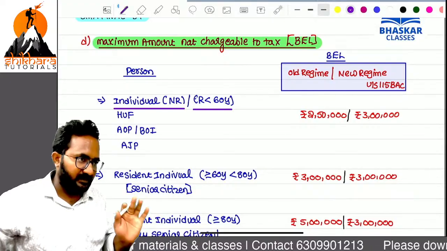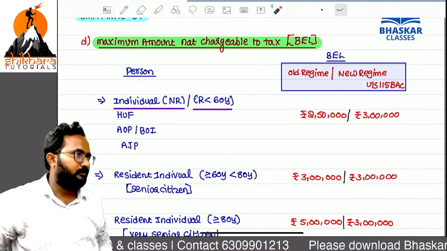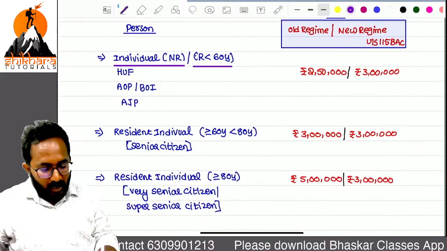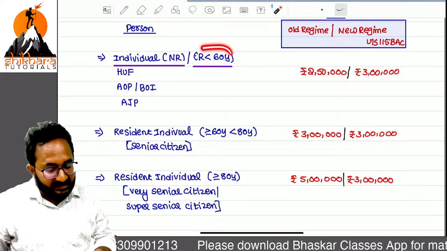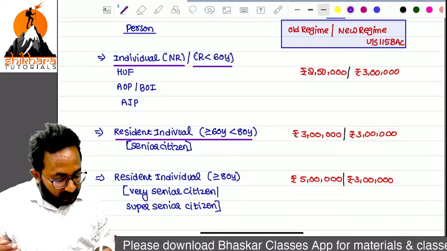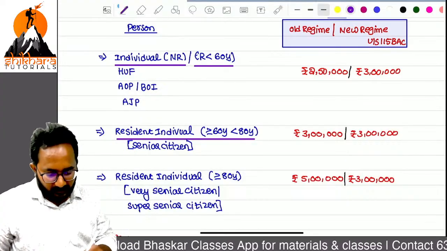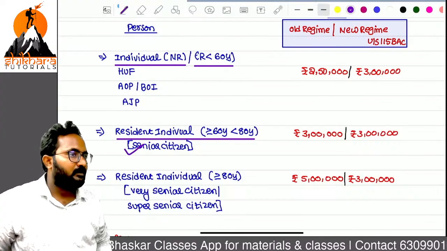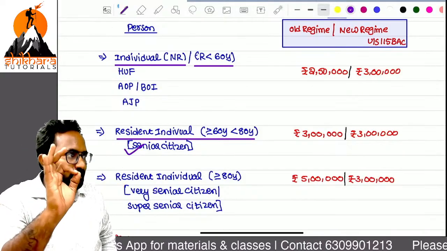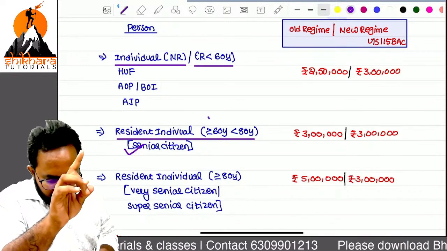Residential status. If you are a non-resident, always in this category only, or a resident less than 60 years. Next, non-resident always here only, but resident less than 60 here, but more than or equal to 60 but less than 80 is called as what? Senior citizen. In exam, they are always concentrating on 60 years. Remember, 60 equal also, more than 60 also, you are a senior citizen.